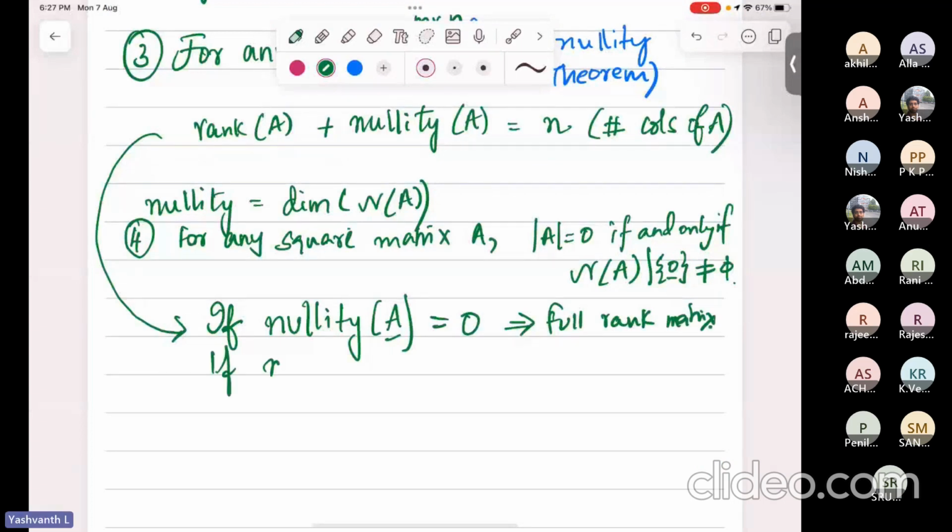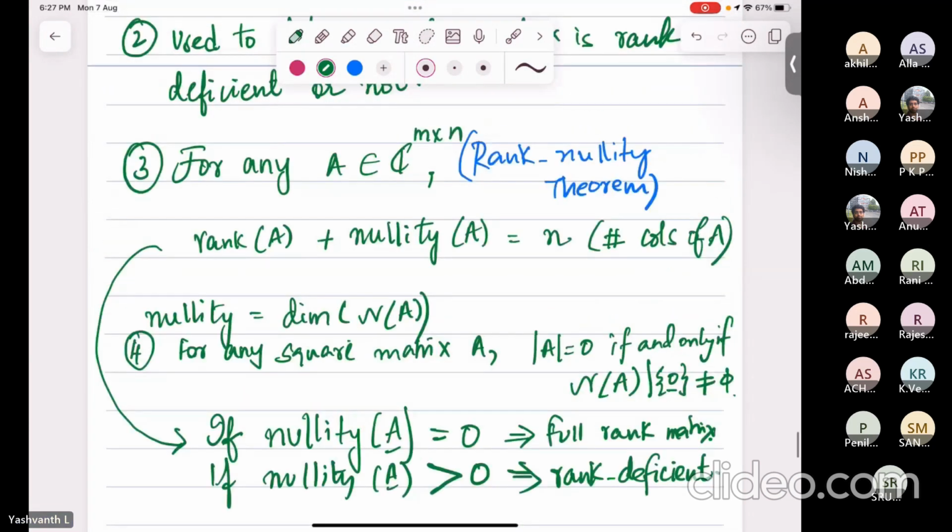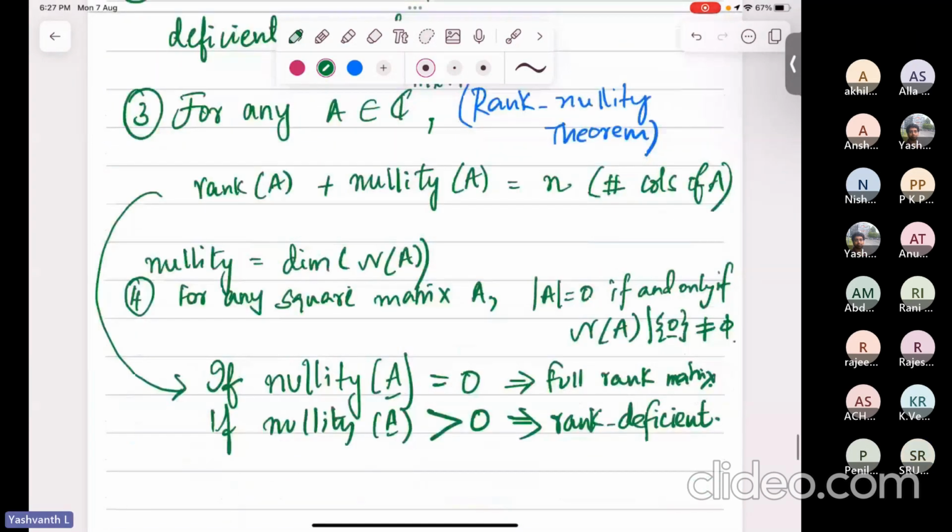If the nullity of A is strictly greater than 0, strictly a positive number, then it's rank deficient. Okay, that is called the rank nullity theorem.